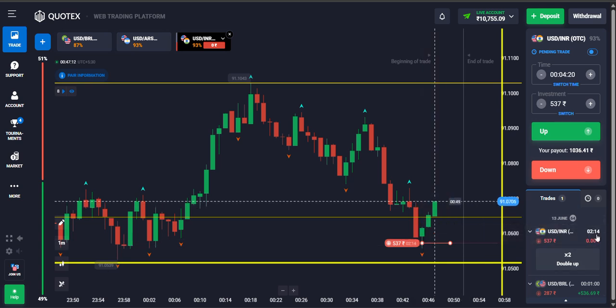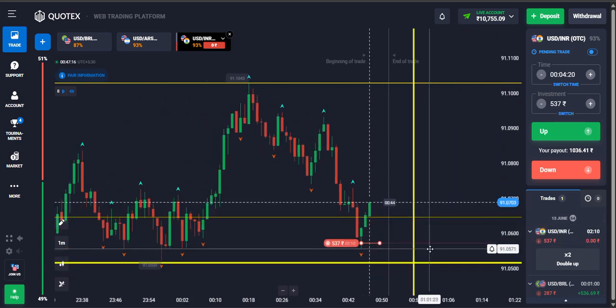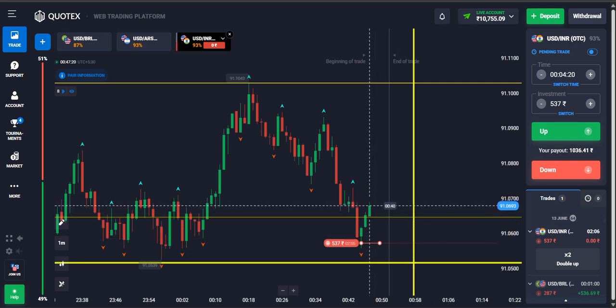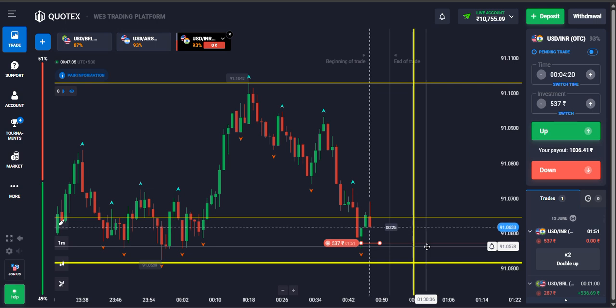So right, 2 minutes, and if I have to win this trade, then it has to start turning from this candle itself. Otherwise, this trade's going to be a loss, right? Good pushback. Let's see. Right.